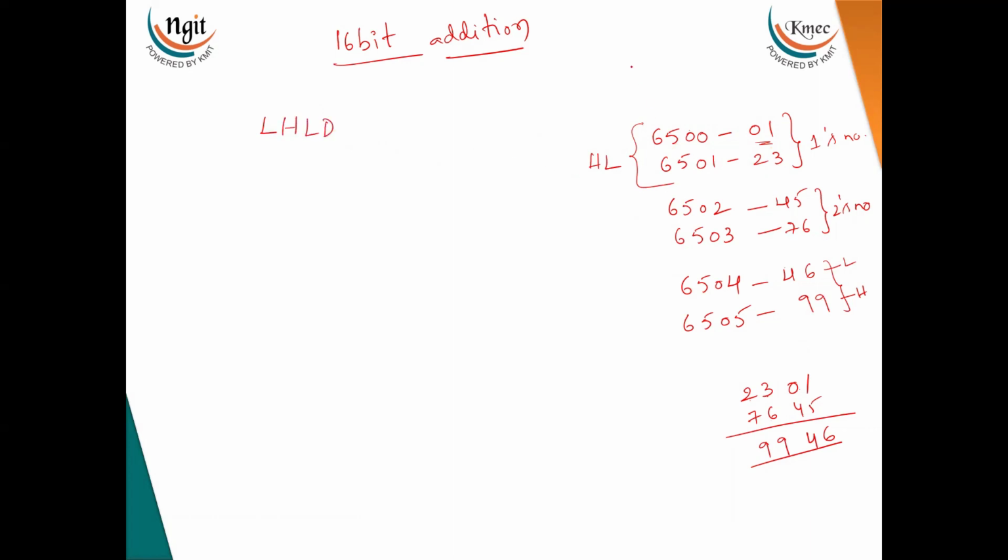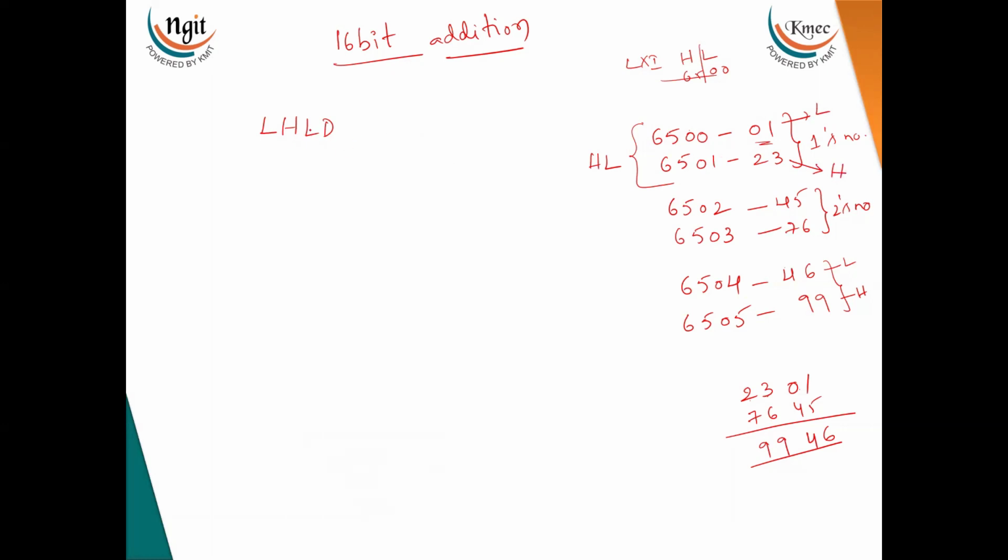Here I am not using LXI. LXI means you are moving the given values into H and L. But here, with LHLD, the first location value is moved into L, and the second location value is moved into H.